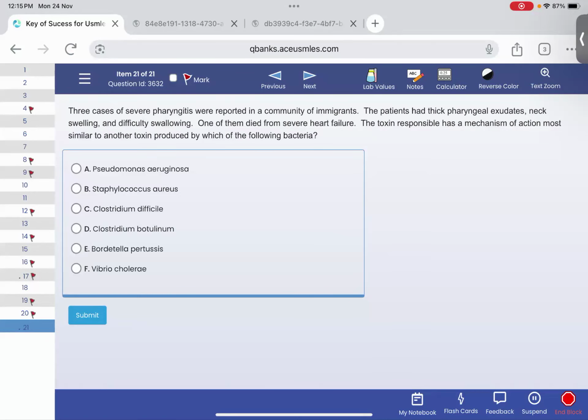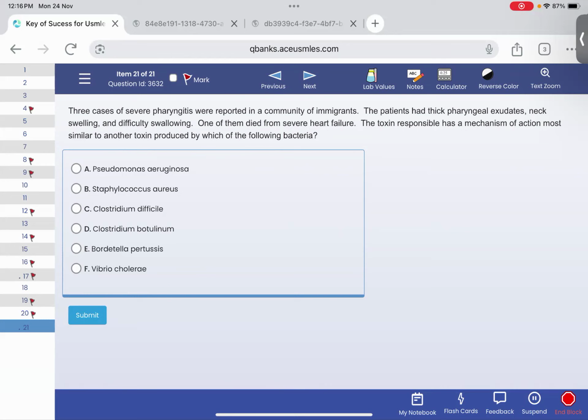The toxin responsible has a mechanism of action most similar to another toxin produced by which of the following bacteria? Three cases of severe pharyngitis were reported in a community of immigrants. The patients had a thick pharyngeal exudate, neck swelling, and difficulty swallowing. One of them died from severe heart failure. The toxin responsible has a mechanism of action most similar to another toxin produced by which of the following bacteria?